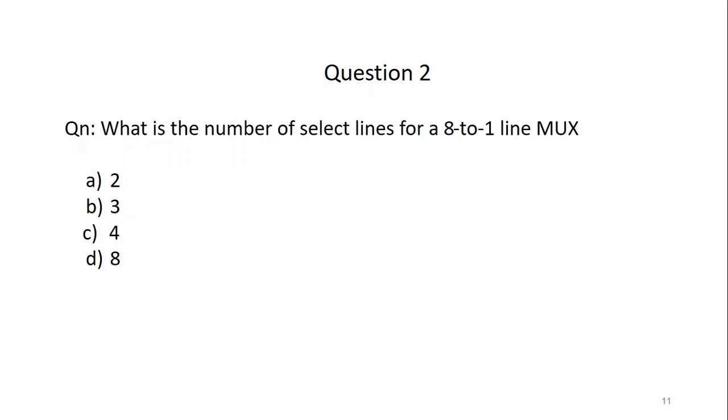What is the number of select lines for an 8 to 1 line multiplexer? 8 is 2 raised to 3. So if 2 raised to n is the number of input lines, n select lines are required. Here 2 raised to 3 is equal to 8, so 3 select lines are required.